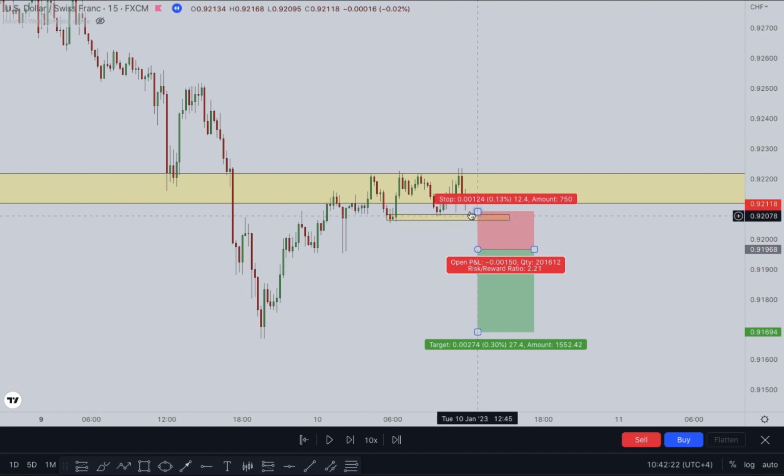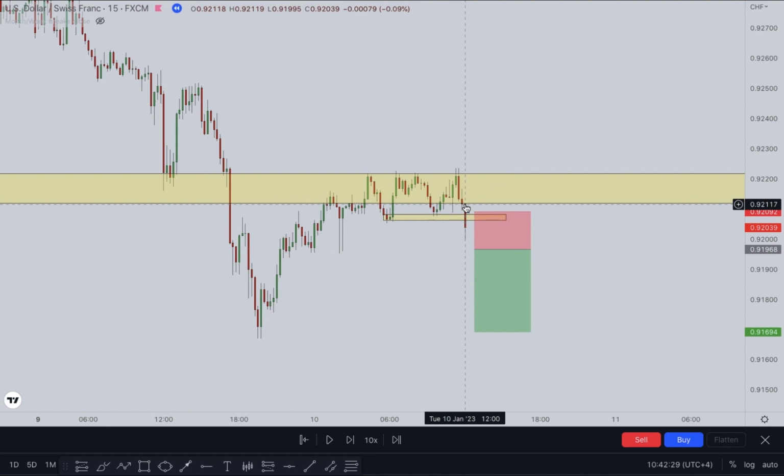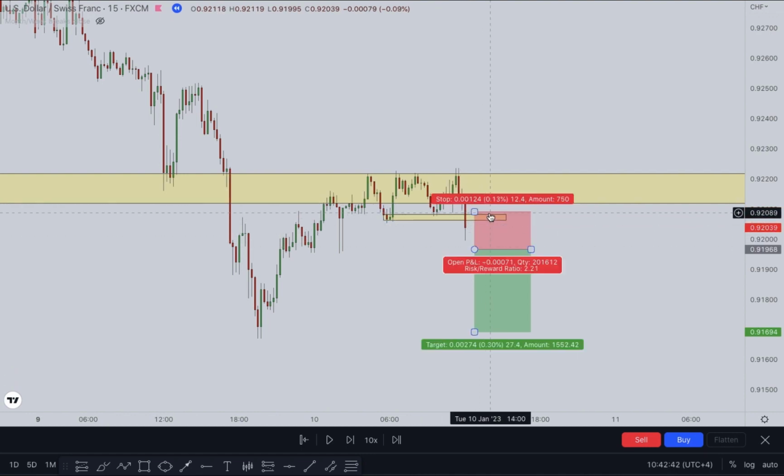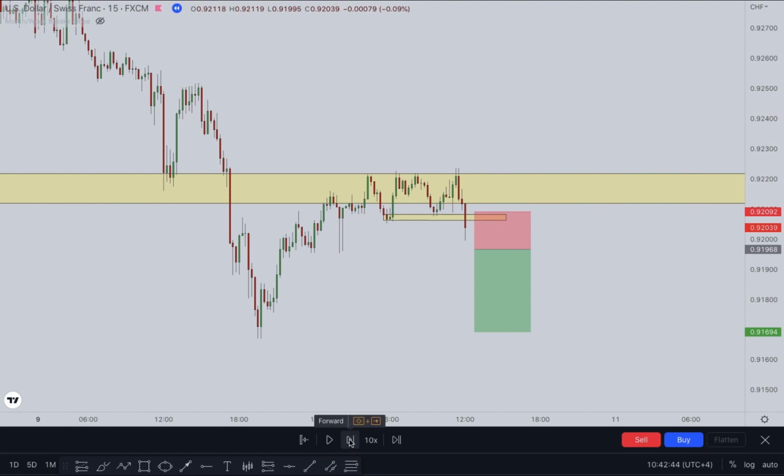So I'll just be looking for an entry confirmation once we break this neckline. So this is what happened. The price just took out this neckline impulsively. I didn't get an entry. I wanted to wait for the retest and then take an entry, right? So let's see how it played out.